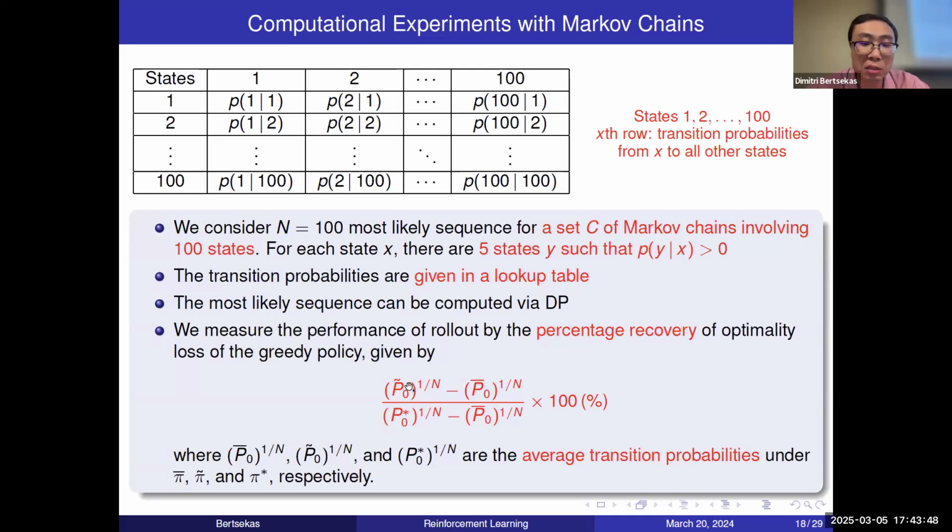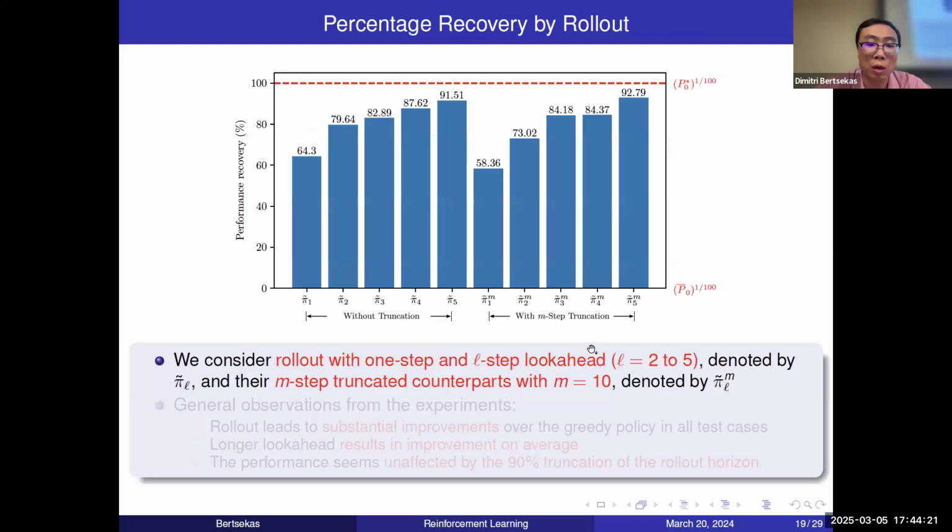Similarly, this is the average transition under the rollout policy, and this is the improvement from this rollout one-step or multi-step lookahead from the base policy. And we use this to demonstrate how much improvement we get by using rollout. And those numbers we call average transition probabilities under different policies. Okay, here are the numbers.